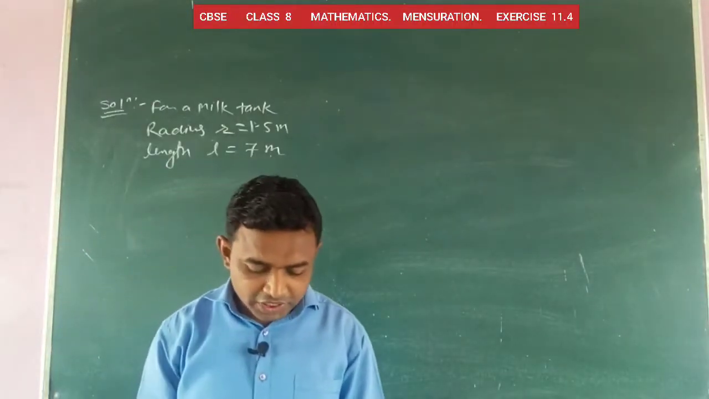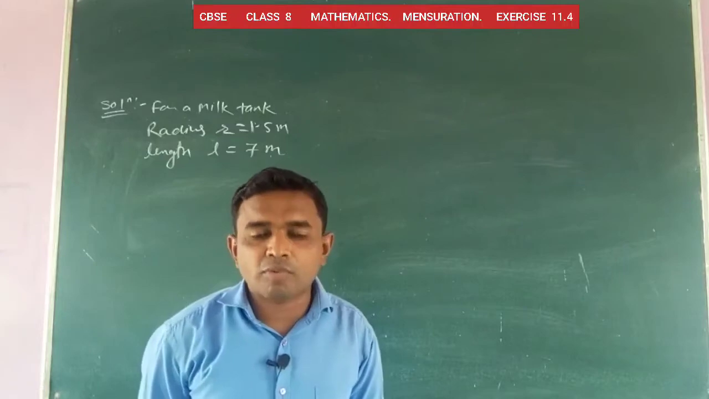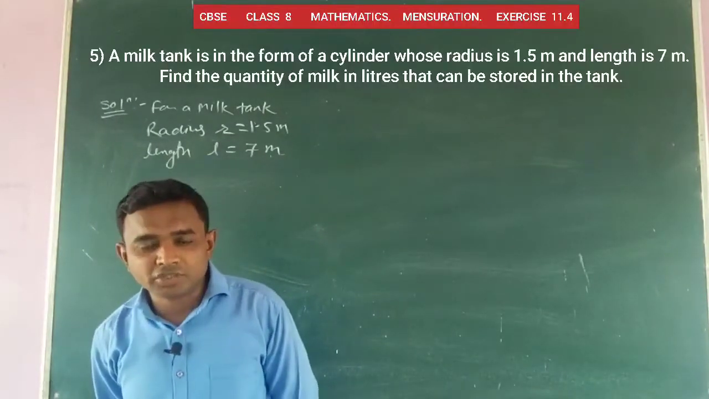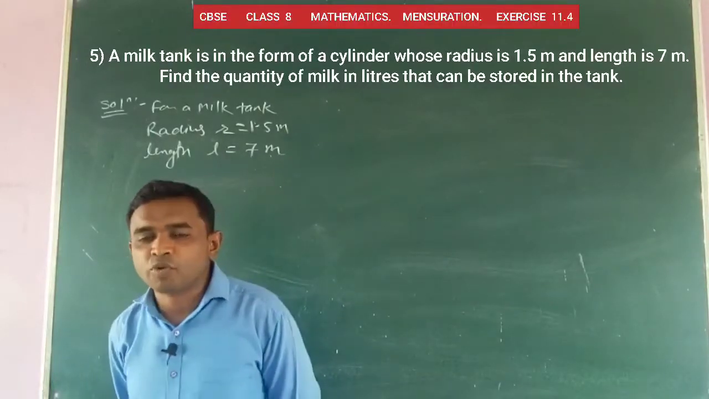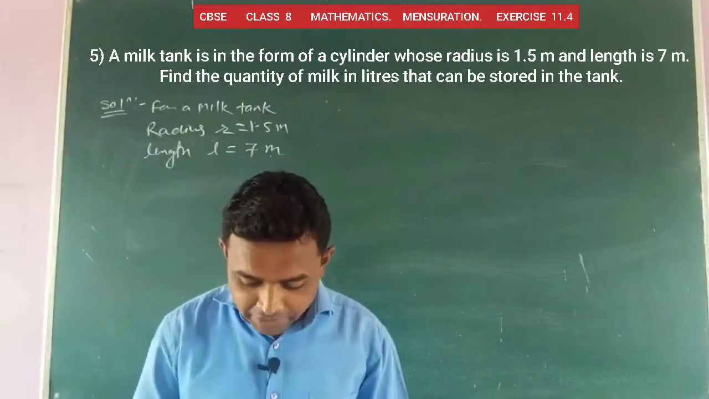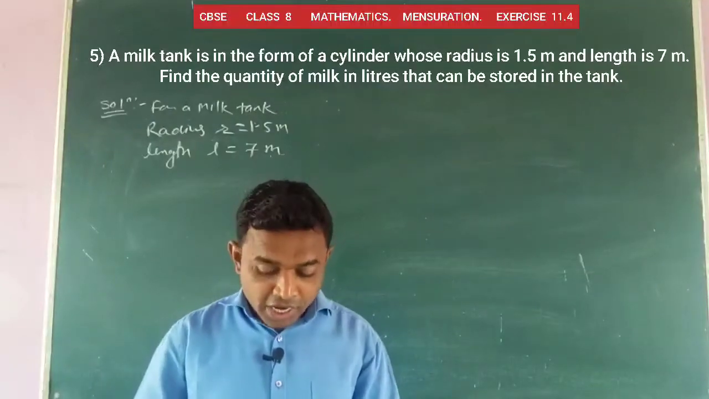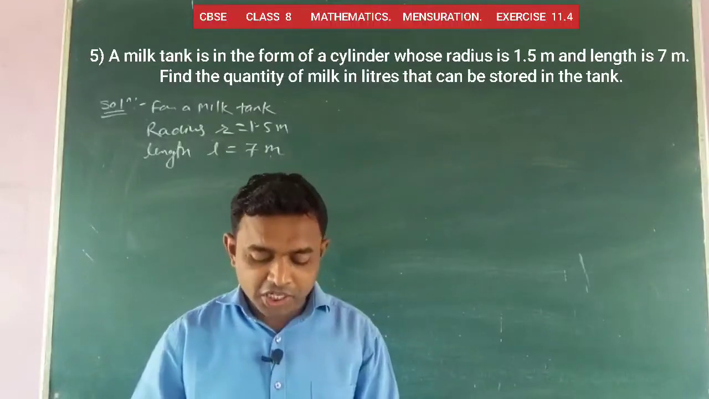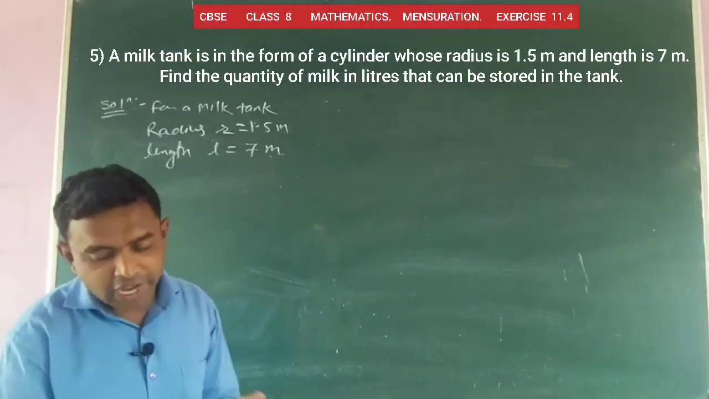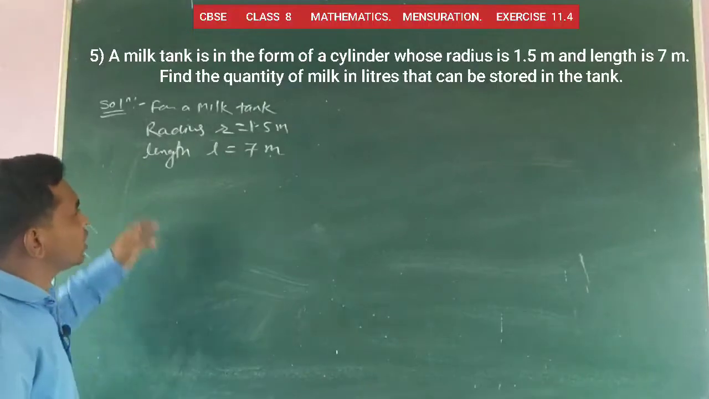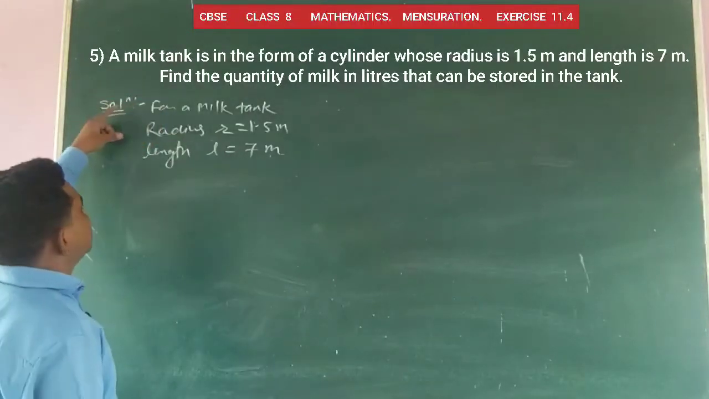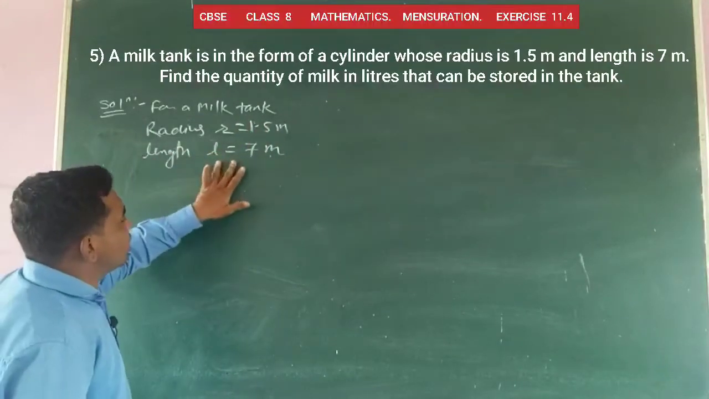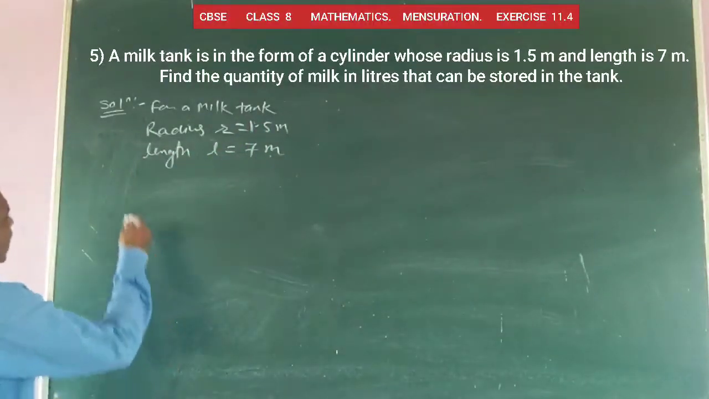Okay. Now question number 6: a milk tank is in the form of a cylindrical tank whose radius is 1.4 meter and length is 7 meter. We have to find out the quantity of milk in liters that can be stored in the tank. Means we have to find out the volume of the cylindrical tank. For this milk tank, the given values are the radius 1.5 meter and the length L is equal to 7 meter.